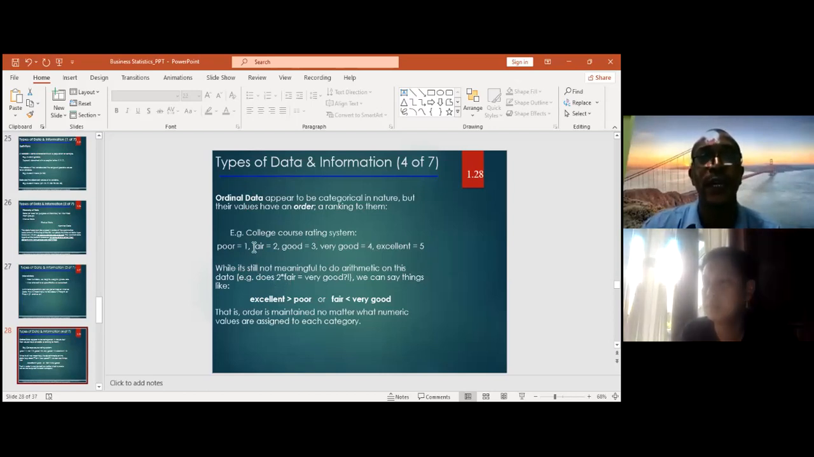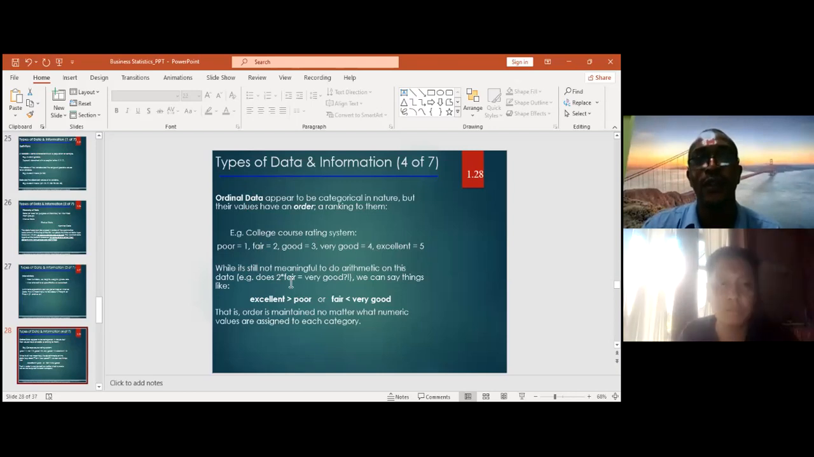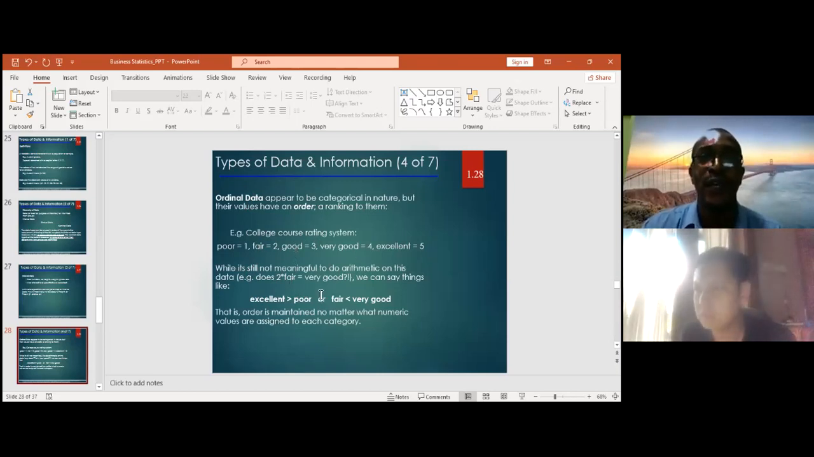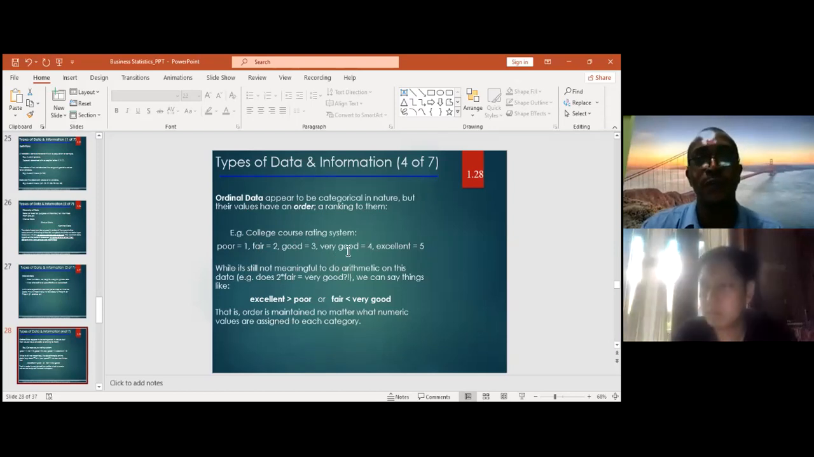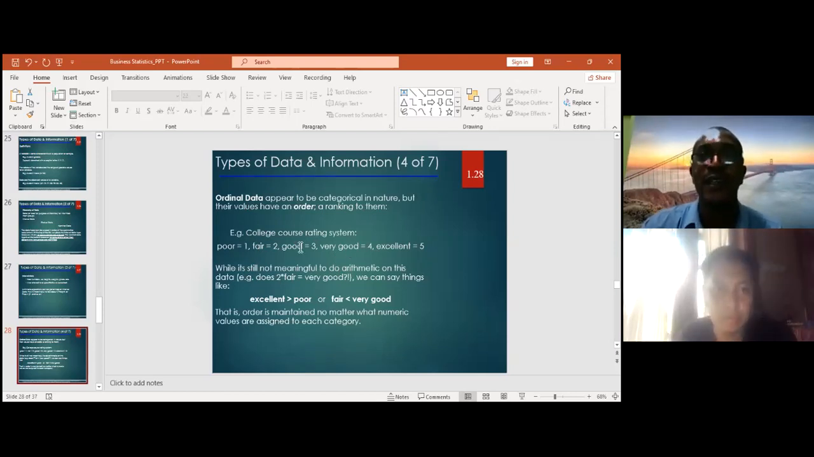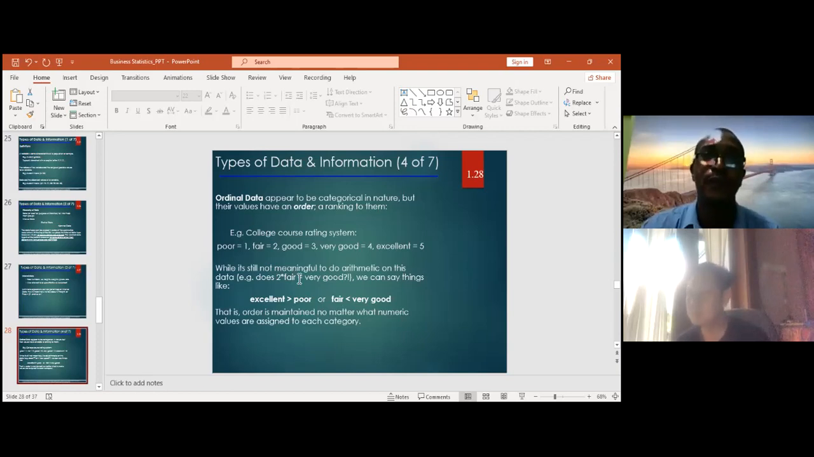So you cannot multiply 2 times fair. You cannot multiply 2 times good. It is useless. You cannot multiply 2 times very good. It is useless. The only thing you can say is that excellent is greater than poor. Okay, that one is okay. Fair is less than very good. Okay, agreed. But you cannot say 2 times fair equals 2 fair. It's not possible.